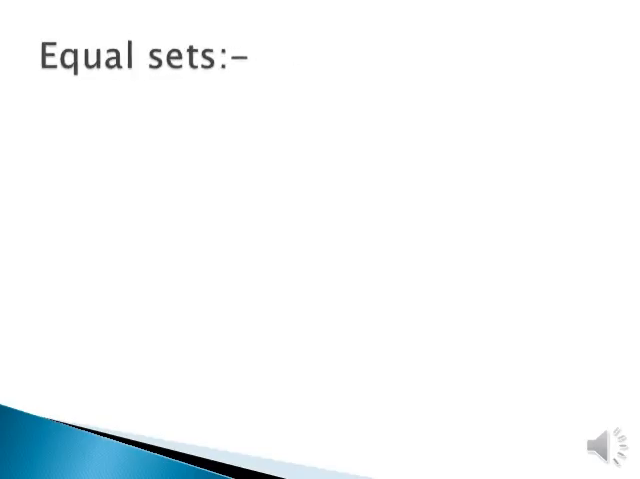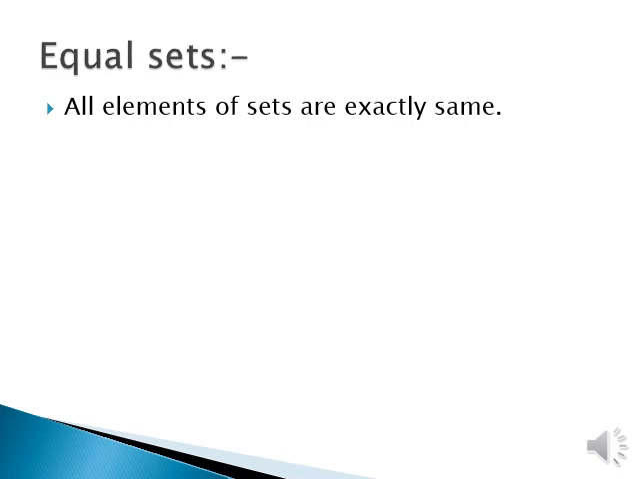Now, equal sets. Equal means same. Here, as equal sets, obviously we have to compare between two sets. So, if two sets are having exactly the same elements, then those two sets will be known as equal sets. Here the order of elements is not necessary. The elements can be in any order, but the elements should be the same in both the sets.